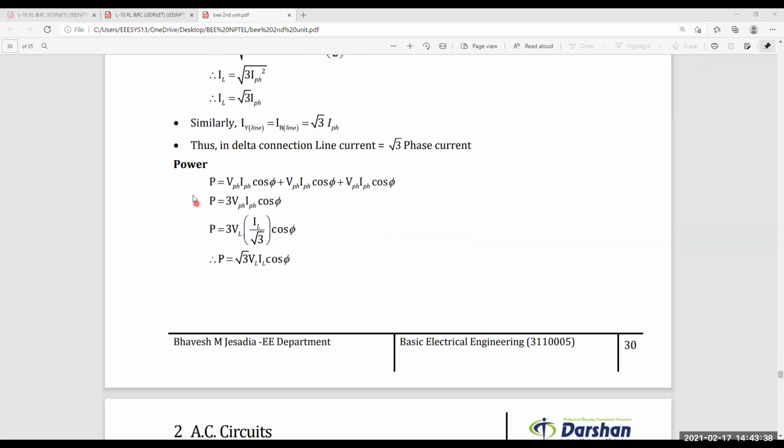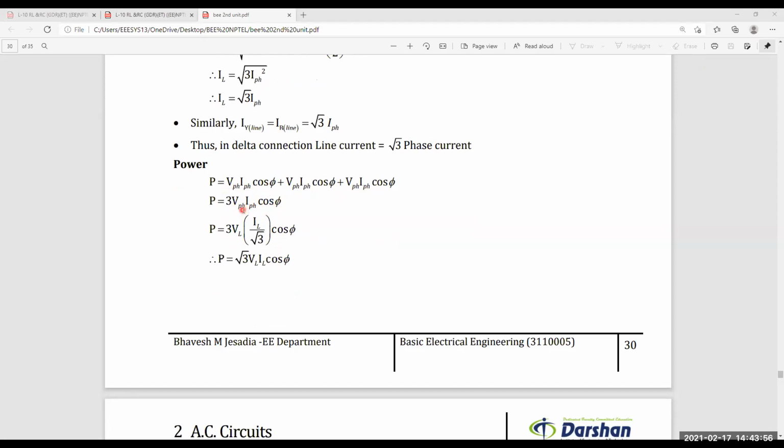Coming to the power, power is equal to V phase I phase cos phi in one phase, and another phase V phase I phase cos phi in the second phase. For a three phase system, 3 V phase I phase cos phi is called the total power in a delta connection system.